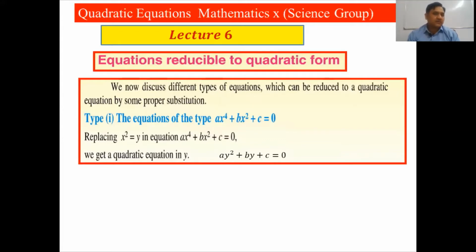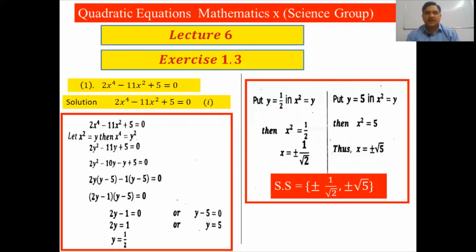You know that we can solve this equation by using factorization, by using the completing square method, or by using the quadratic formula. So first we prefer to solve this equation by the factorization method. If we are unable to factorize these terms, then we use the quadratic formula. So let's start exercise 1.3.